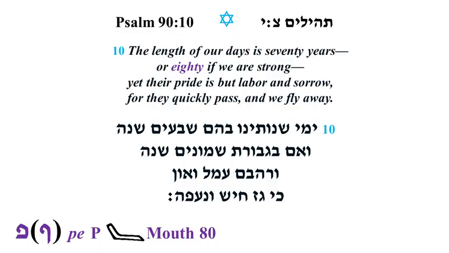Psalm 90, verse 10 says, the length of our days is 70 years, or 80 if we are strong. Yet their pride is but labor and sorrow, for they quickly pass and we fly away. So man is given 70 years, but 80 if we are strong. And it's interesting, 80 is the Gematria for pay.